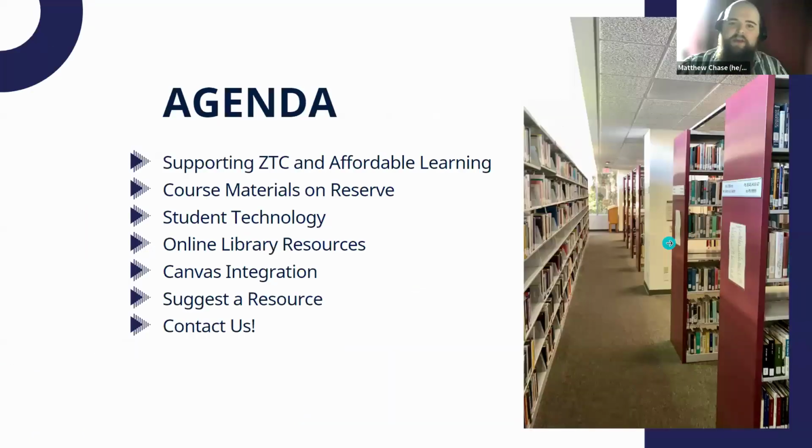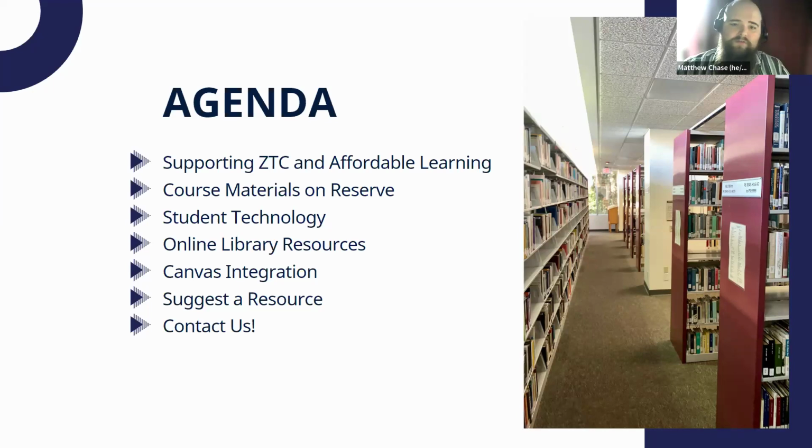So I have a little bit of an agenda here just to outline what exactly we'll be covering. Again, in terms of those equity gaps, I'd like to stress the different ways that the library is supporting CTC efforts, especially with faculty trying to provide zero cost textbook costs to their students, but also just providing more affordable student learning processes as well. So we can discuss the different ways that the library can support you as faculty when it comes to that.